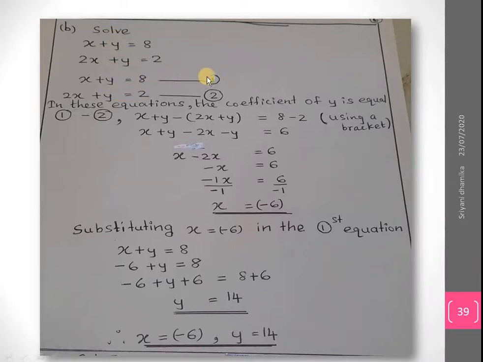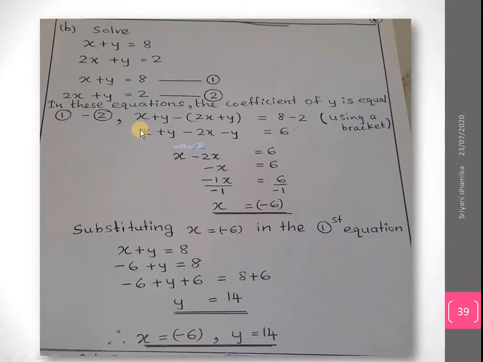First label this as the first equation, second, in this equation the coefficient of y is equal, so do subtraction. Write the step here. When we subtract, write the terms in the second equation inside the bracket. After removing the bracket, negative 2x, negative positive negative y. Subtract 2 from 8 equals 6. Now the terms y can be cancelled.